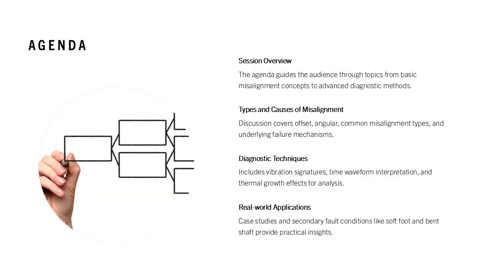framework. The agenda slide outlines the structure of the entire session, guiding the audience through each major topic from introductory concepts to advanced diagnostic methods. The agenda includes Introduction to Misalignment, Causes and Failure Mechanisms, the three primary types of misalignment, offset, angular, and combined, severe misalignment characteristics, distinguishing misalignment from unbalance, addressing false 2x peaks, effects of temperature on shaft alignment, time waveform interpretation, real-world case studies, and secondary fault conditions such as soft foot, bent shaft, and cocked bearings.